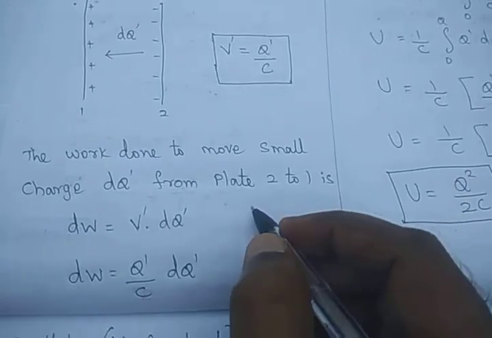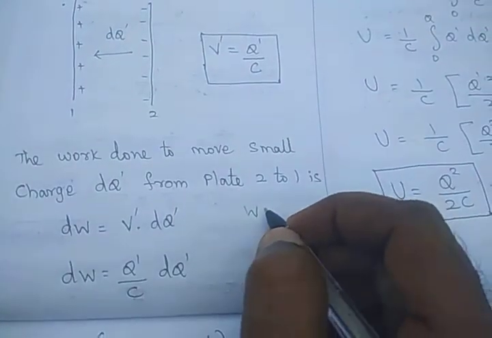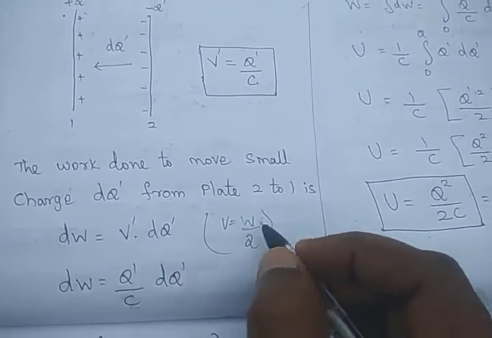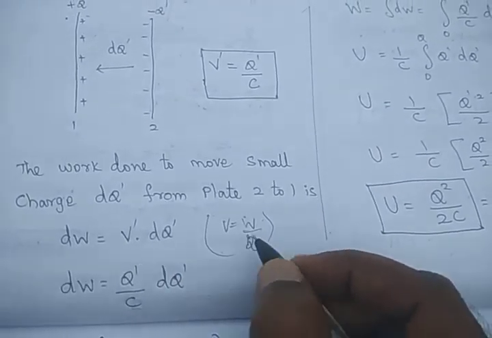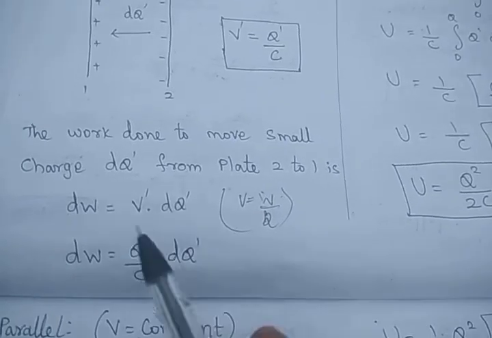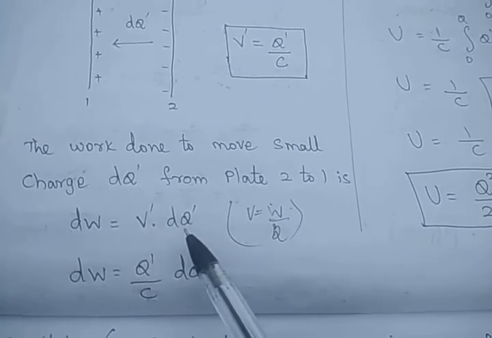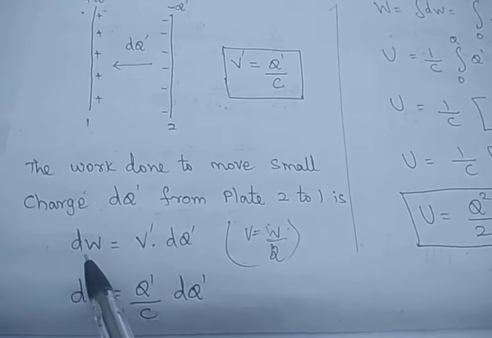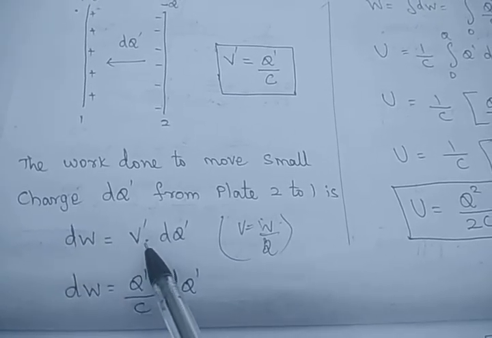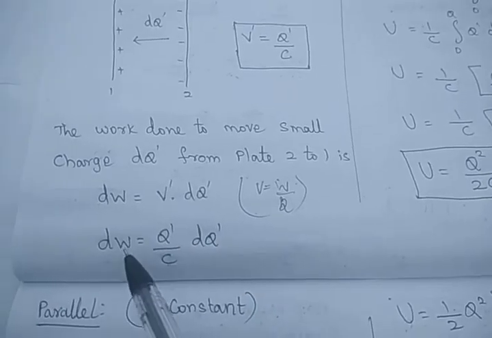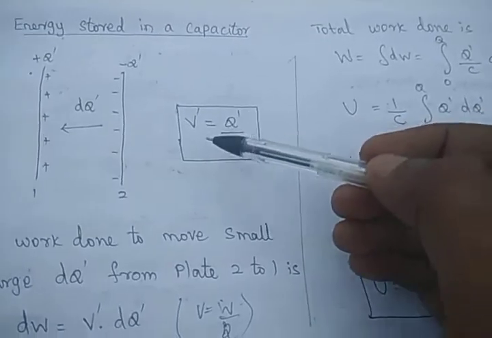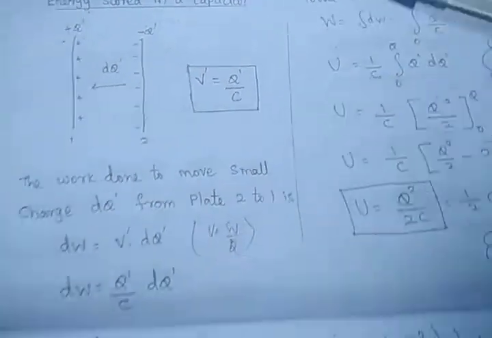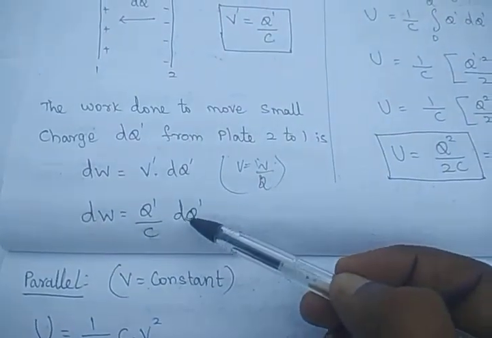Let us remember the potential formula: V is equal to W by Q. So W is equal to V into Q. Here V is V prime and Q is a small charge dq prime. So the work is also a small work done, dW. So dW is equal to V prime dq prime. For the potential difference V prime, we substitute q prime by C. So dW is equal to q prime by C dq prime.